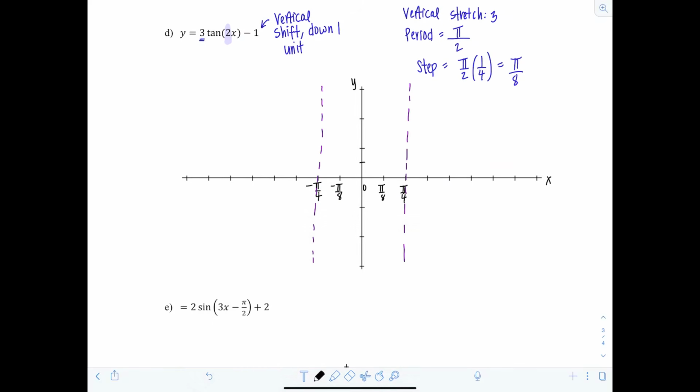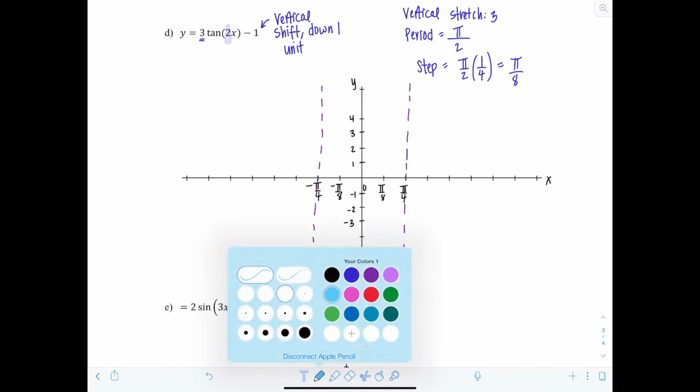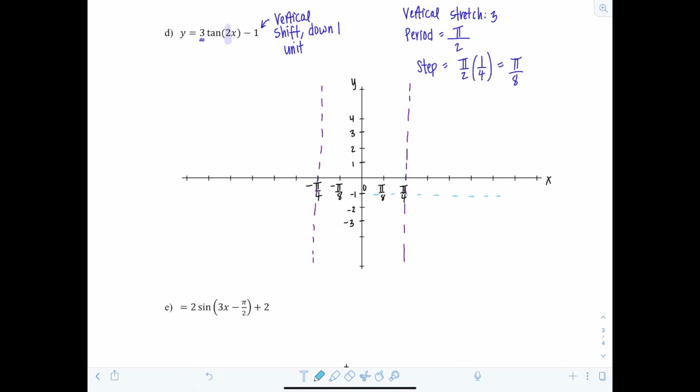So we'll call this 1, 2, 3, 4, -1, -2, -3. Now remember, we shifted down 1 unit, so this is basically my new x-axis. And there's also a vertical stretch of 3 units. So up 3 from there is going to be at 2. And down 3 from there is going to be at -4. Maybe it's too many colors going on, but whatever.